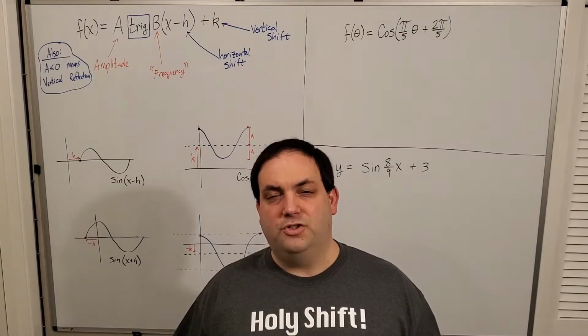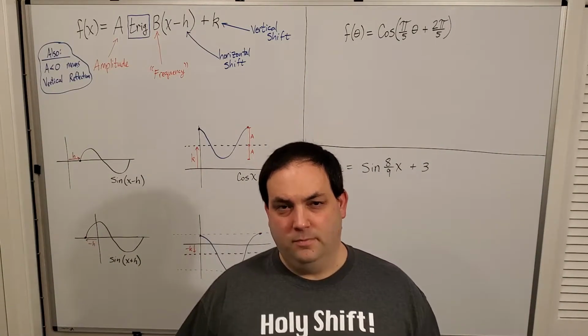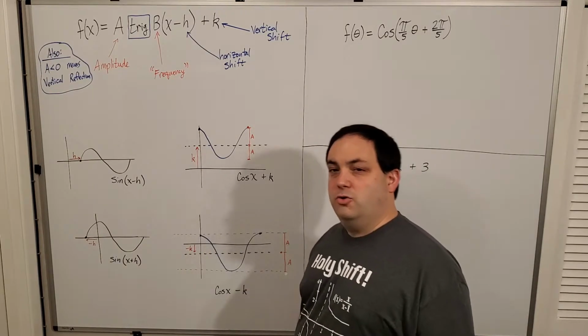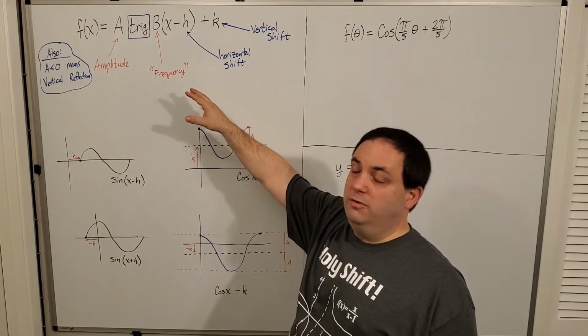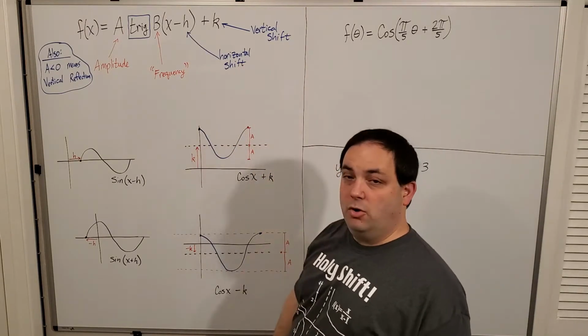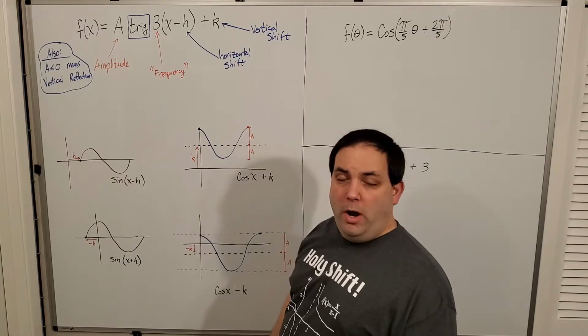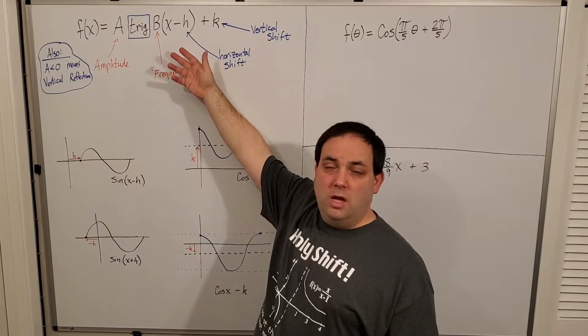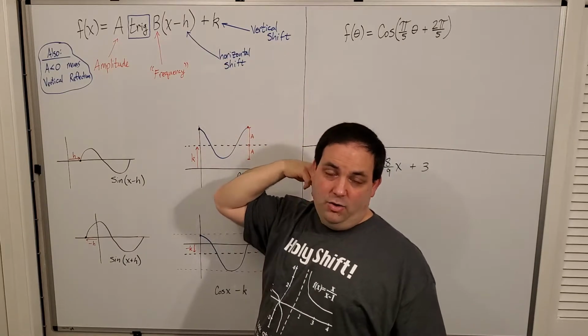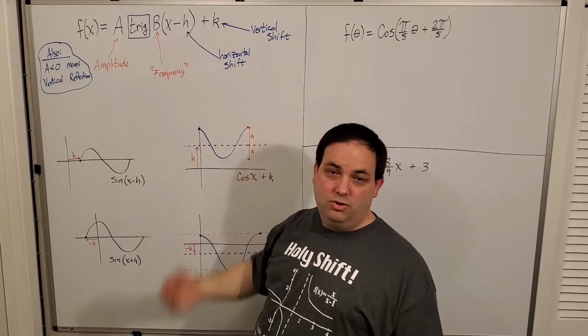Let's talk about the shifting transformations now. The horizontal shift, like I said, is sometimes called the phase shift with these particular functions, and then the vertical shift. It just happens to be wherever you're adding or subtracting. If it's on the inside with the x, it's a horizontal shift. If it's outside and you're adding a number, it's a vertical shift.